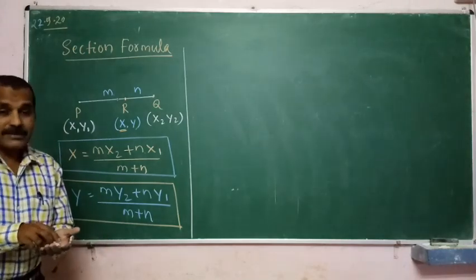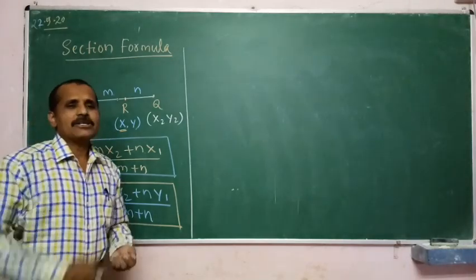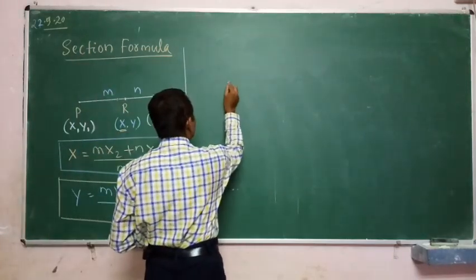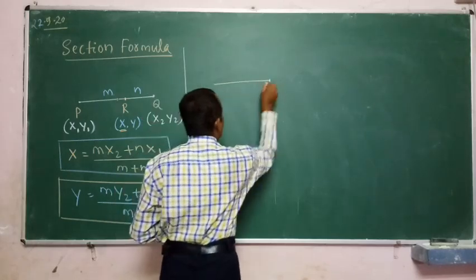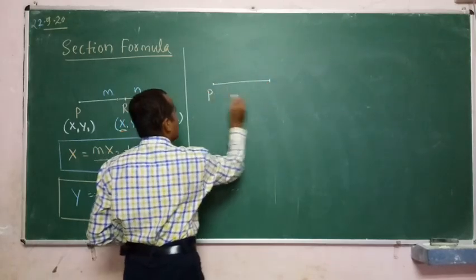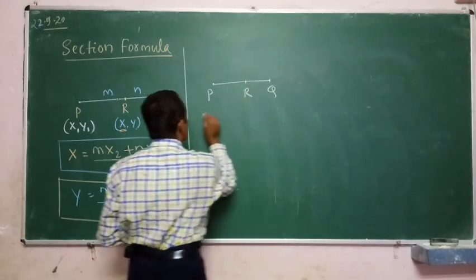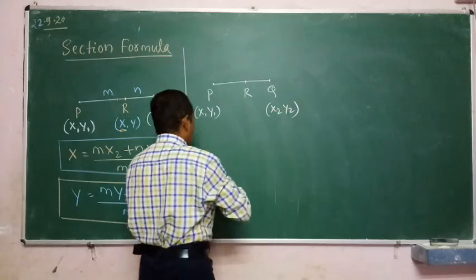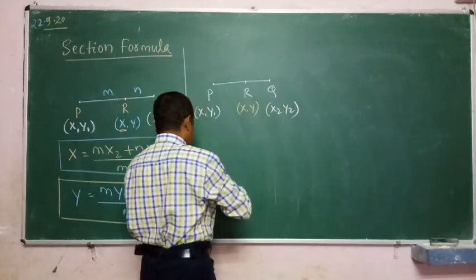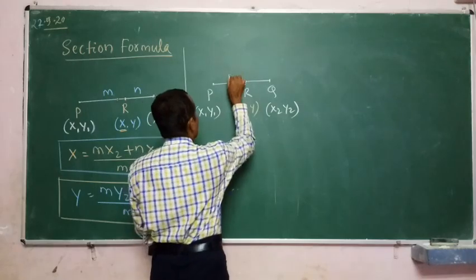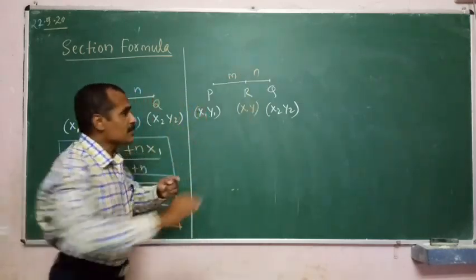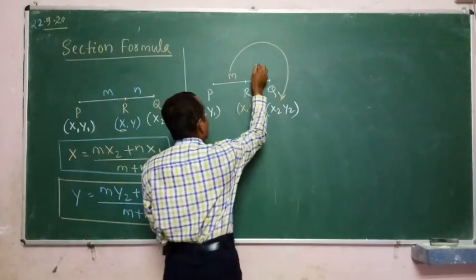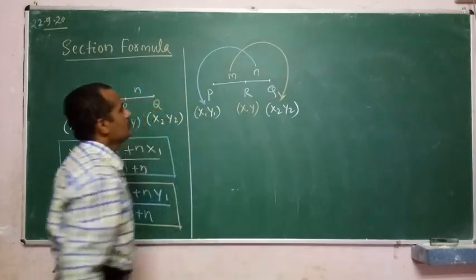Now you may say, sir, it is difficult to remember. I will give you a simple technique to remember the formula. How to remember this? Very simple. You write like this, a figure. This is P, this is Q, this is R. This is x1, y1. This is x2, y2. I can say this is xy. The ratio is m is to n. To remember the formula, simply draw arrow marks like this.